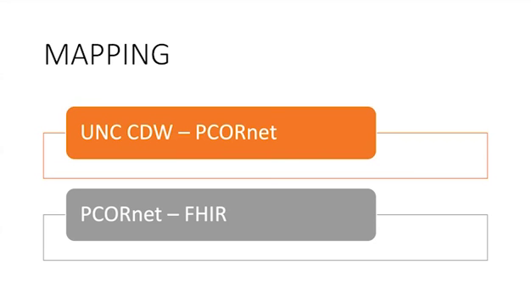And the second one was PicoNet to Fire, which these are also completely different CDMs. So the point of this one is to help UNC exchange data with external collaborators, because PicoNet is one. There's a network. There are several of them. I think there's 4 that can exchange data with UNC, but FIRE is used also widely. So this can help exchange data with more institutions nationwide.